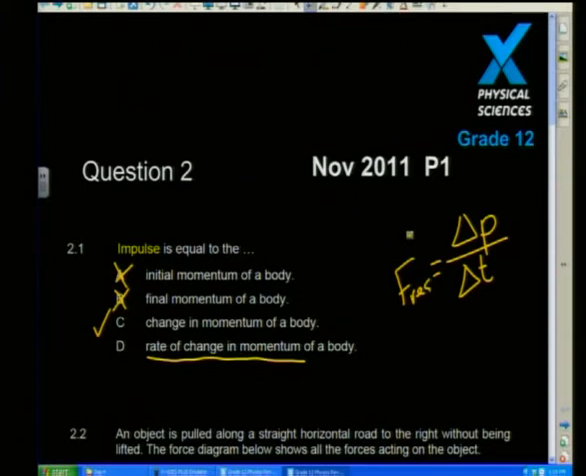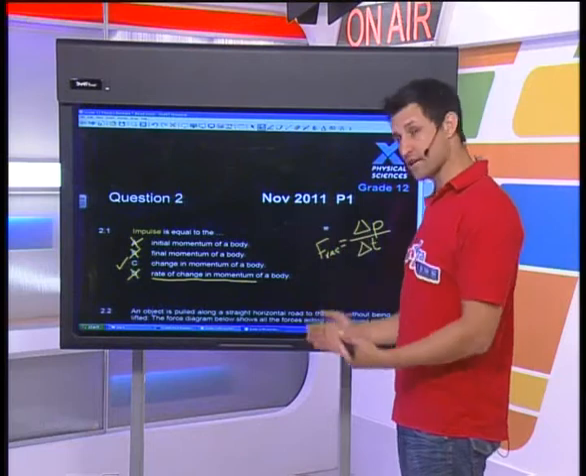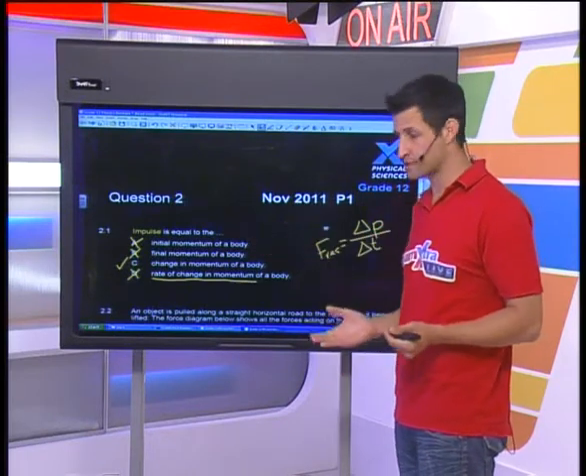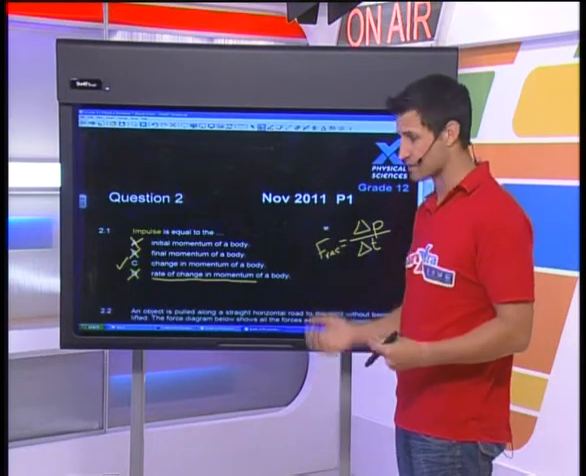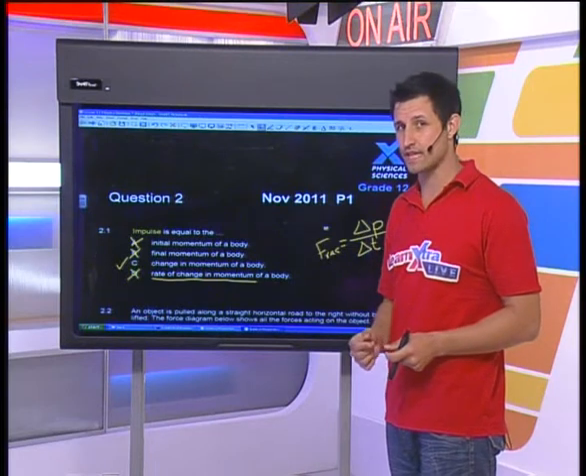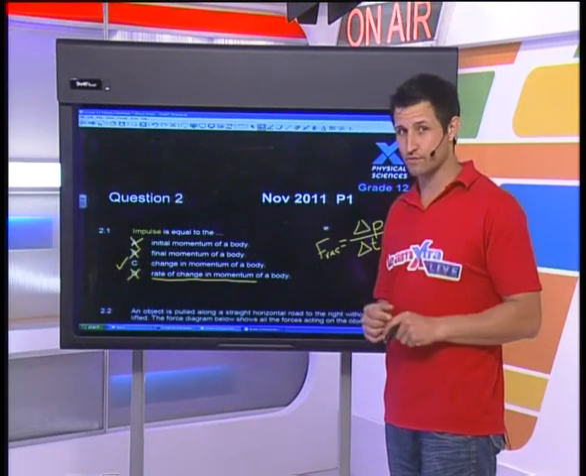So D is incorrect. Okay, now that should show me something. I should have gone with my gut feel initially. Change in momentum in an object was right all along. But what we did was we very cleverly eliminated all the other options. I knew that it wasn't the initial or the final momentum of a body because those were exactly that. I thought it had something to do with the change in momentum, but they threw in option D.